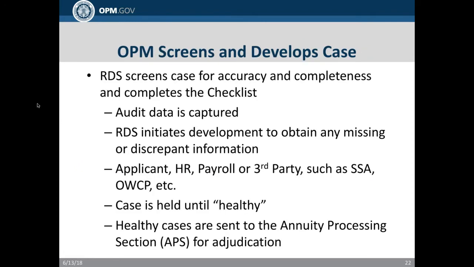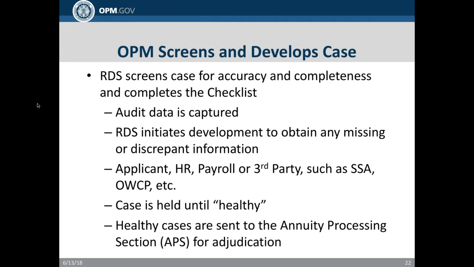In the retirement development section, this is where the audit data is first captured on the SIRS and FIRS checklist. They determine if a case is healthy or unhealthy. If the case is healthy, they then forward the case to the annuity processing section to process and calculate the retirement annuity. If the case is not healthy, they will initiate the development. And then that depends on what type of information is missing.